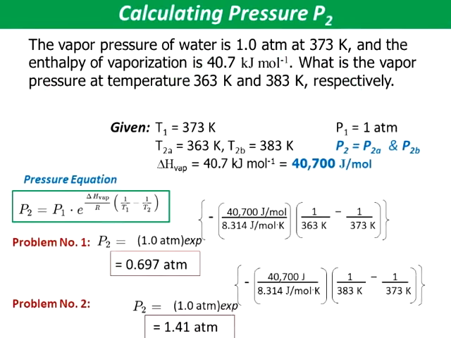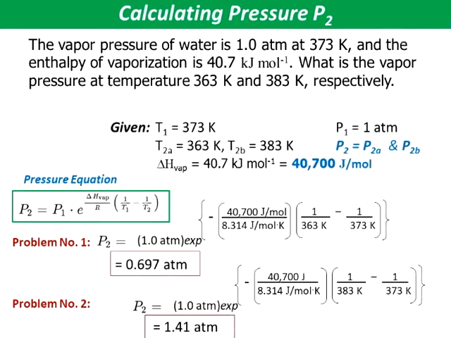We use the pressure equation as shown here, and we set that up for problem number 1, involving the first temperature of 363 K. When we put our values in, note that again the delta H vaporization is converted to joules because our standard R for Clausius Clapeyron equation is to have it in joule per mole K. So we take that ratio, we do the math, and we obtain 0.697 atm.